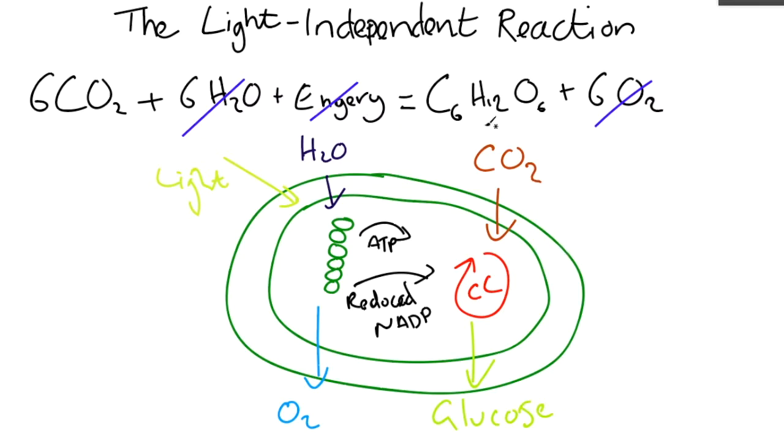So in this video, you'll be seeing the CO2 being added and the glucose being produced, all happening in the Calvin cycle. But these two products, ATP and reduced NADP, will also appear. Remember, they come from the stage before.